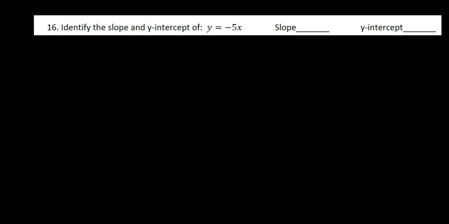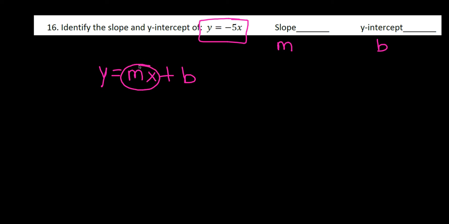Identify the slope and the y-intercept of y equals negative 5x. So this equation right here is being written in the form y equals mx plus b. The slope is represented by the letter m, and the intercept is represented by the letter b. So when I'm looking for the slope, what I'm asking is, what is sitting right next to the x? Well, the thing sitting right next to the x in this particular question is a negative 5. That means this has a slope of negative 5. And of course, a negative slope means that this line would need to be decreasing.